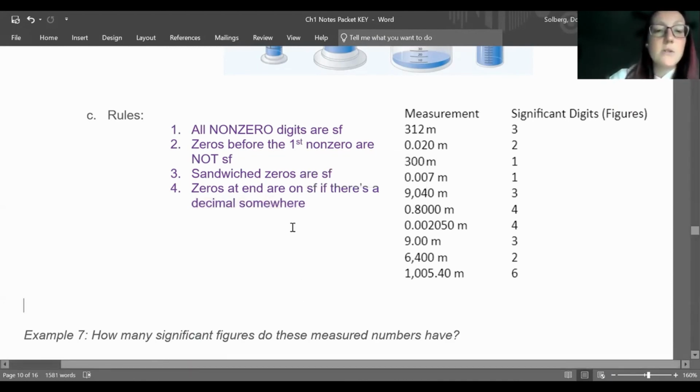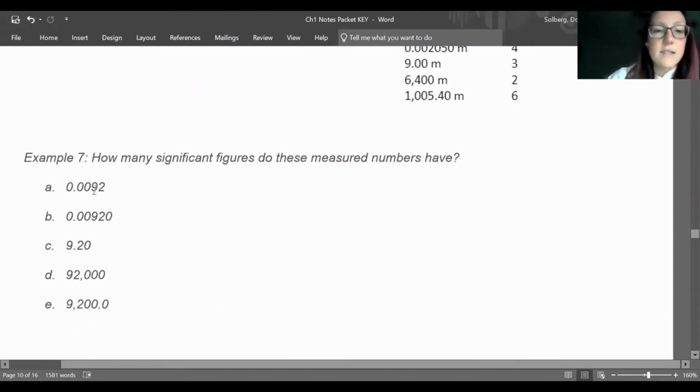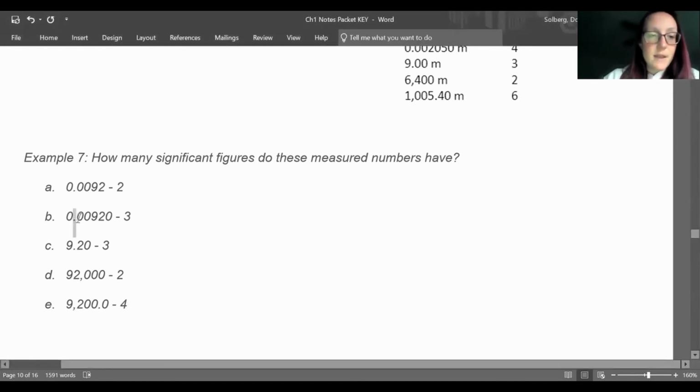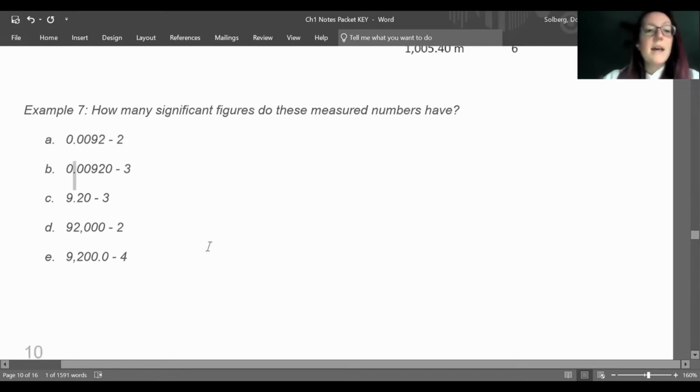I want you to use these rules to figure out how many significant digits are in each of these numbers in example 7. Try those and then check your answers and let me know if you have questions. So A only has 2 significant digits. Remember, zeros before the first non-zero do not count. B has 3 significant digits. That 0 on the end does count because there is a decimal place somewhere in the number. It's right here. There's a decimal.